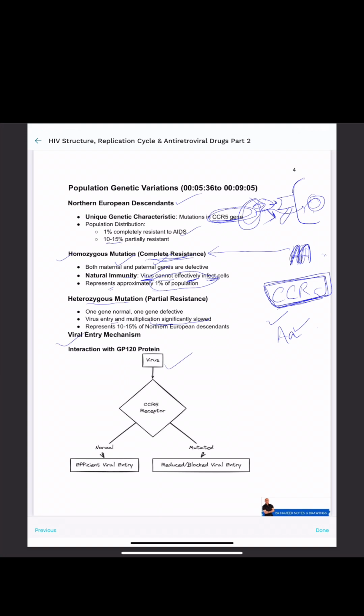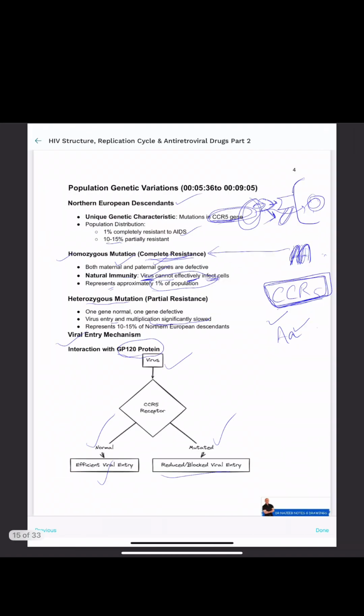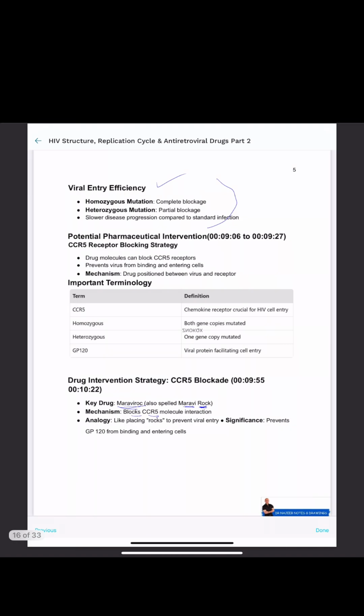Viral entry mechanism: virus interaction with the GP120 protein, which we saw. Then CCR5 receptor activation. In the normal case, there is efficient viral entry, but in case of mutation, viral entry is reduced or blocked. Pharmacological intervention here is CCR5 receptor blocking. The drug here is Maraviroc. What it will do is block the CCR5 molecule interaction. It will block this interaction, and prevent GP120 from binding and entering the cell.